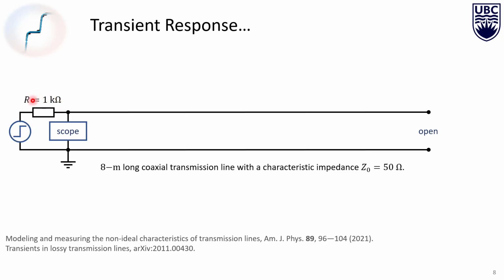The other difference is that instead of having the output of our signal generator go directly to channel 1 of the oscilloscope, I'm going to insert a 1 kilo ohm resistor between the two. Okay, and so other than that, everything will be the same.